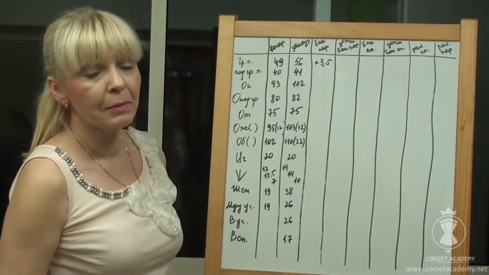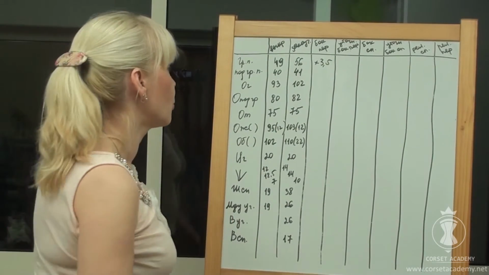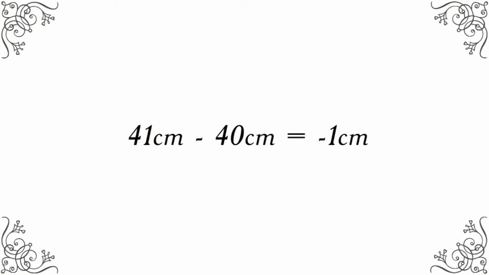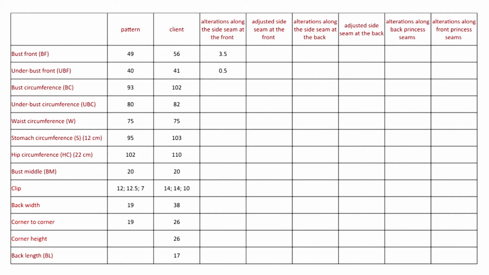Under bust front measurement: 41 centimeters on the client and 40 centimeters on the pattern. 41 centimeters minus 40 centimeters equals 1 centimeter. I divide it in half to account for two side seams. It turns out I need to expand the pattern by only 0.5 centimeters from each side.